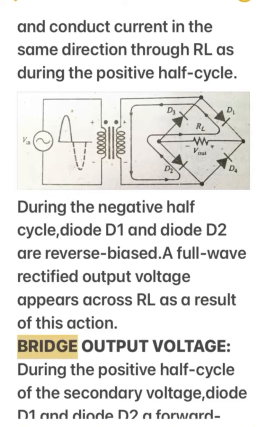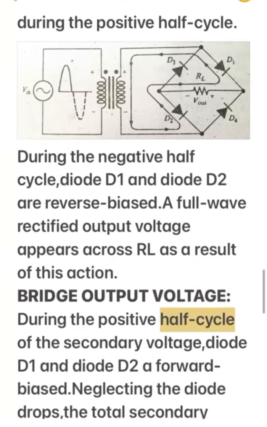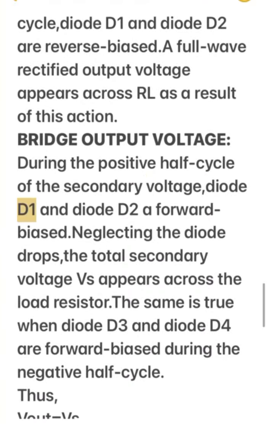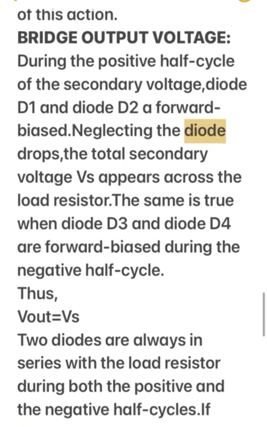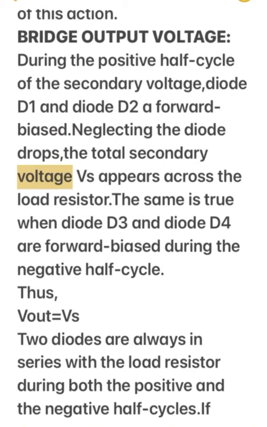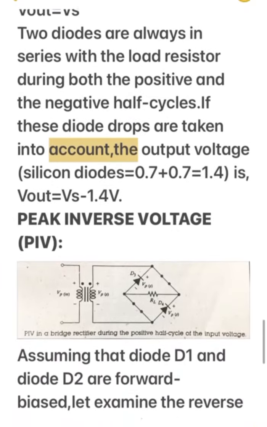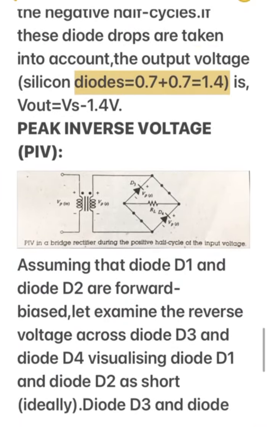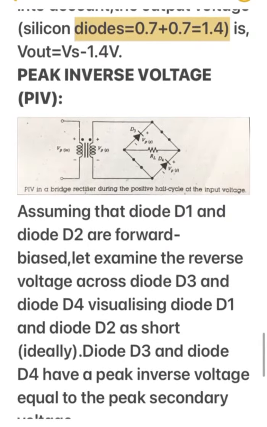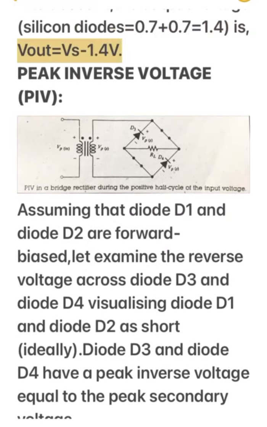Bridge output voltage. During the positive half cycle of the secondary voltage, diode D1 and diode D2 are forward biased. Neglecting the diode drops, the total secondary voltage Vs appears across the load resistor. The same is true when diode D3 and diode D4 are forward biased during the negative half cycle. Thus, VOUT equals Vs. Two diodes are always in series with the load resistor during both the positive and negative half cycles. If these diode drops are taken into account, for silicon diodes the drop equals 0.7 plus 0.7 equals 1.4 V, so VOUT equals Vs minus 1.4 V.